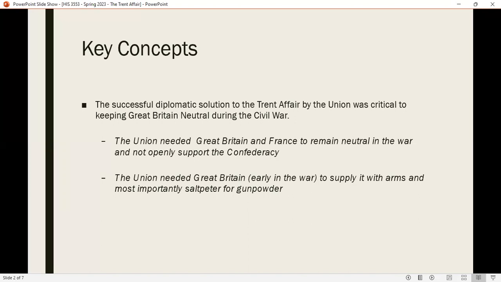Furthermore, especially when it came to Great Britain, the Union needed supplies from Great Britain. Great Britain was supplying a lot of arms and what's called saltpeter, which is a key ingredient for gunpowder. Great Britain was the number one supplier of both these items to the Union early on in the Civil War, while the Union was building up its industrial capacity to produce these war items. So that was another reason to keep Great Britain basically on the Union side and prevent it from going over to the Confederacy.